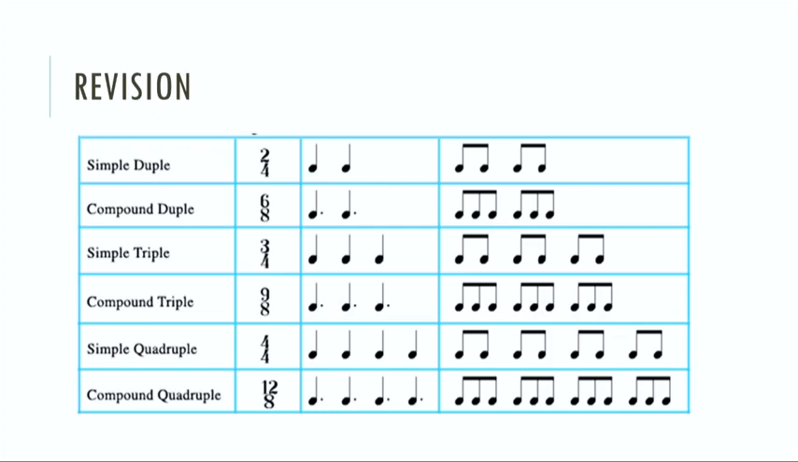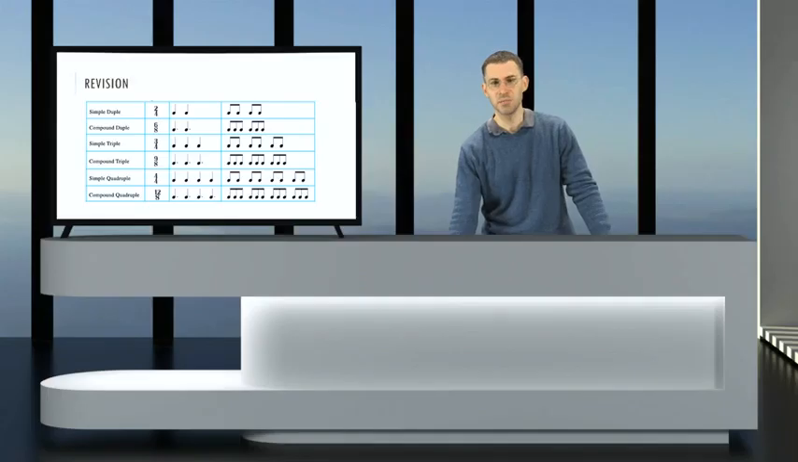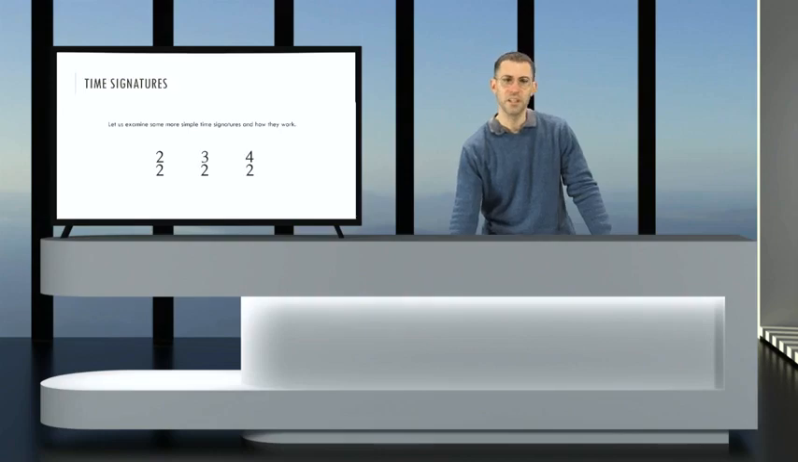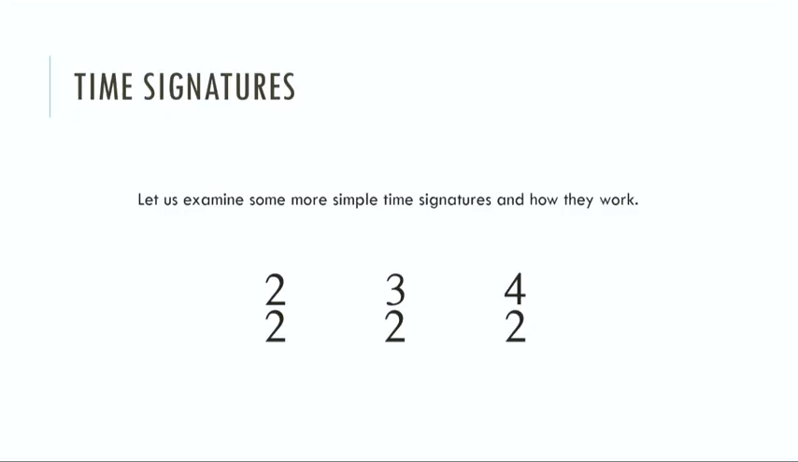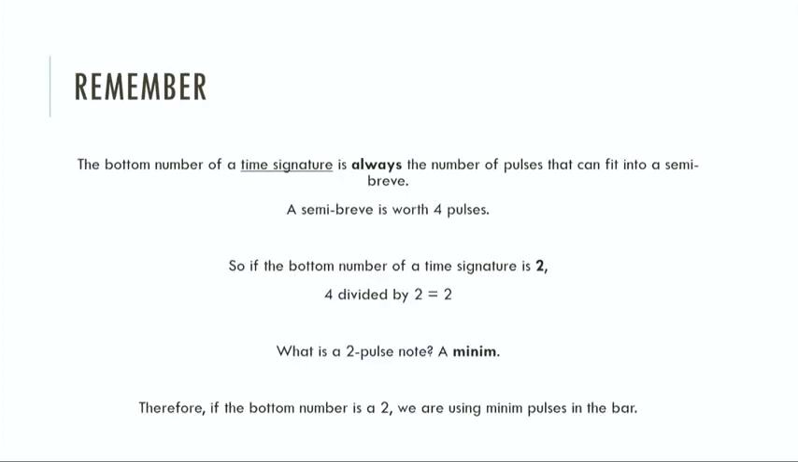Now, this semester we're going to look at some of the other time signatures that are common in music and that you may already have come across in your performances. Let's have a look at the ones that have a 2 at the bottom. Now, just a reminder that the bottom number tells us what the pulse is, what pulse we're working with. So let's just remind ourselves how that works.